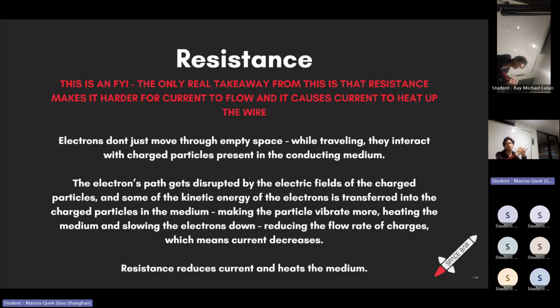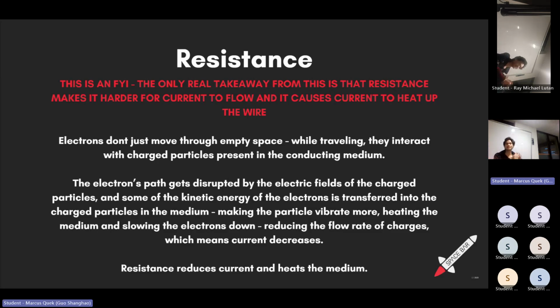So the electron is always experiencing a force from A to B because of the voltage across A and B. So it will accelerate, then decelerate, and then accelerate again as it continues to hit more and more charged particles. This is what resistance is, okay? We are slowing down the speed of the electrons because it's hitting stuff along the way, all right?